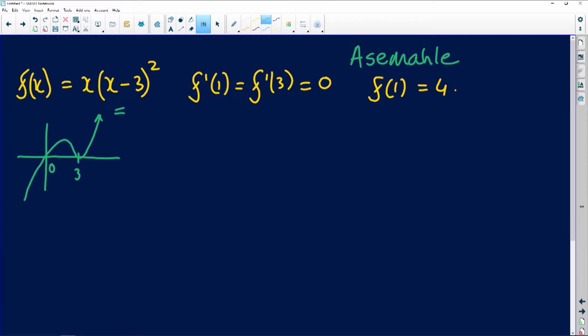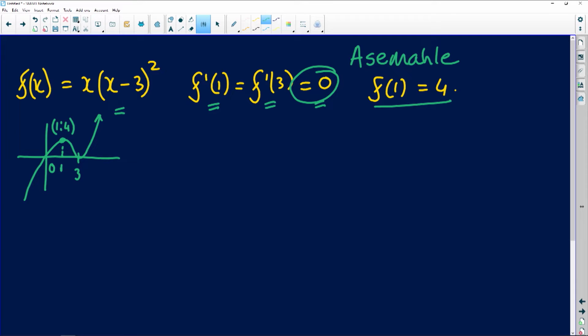Then they also said the derivative at the point 1 and the derivative at the point 3 is equal to 0. So at 1 here we have a turning point, and at 3 we have a turning point because the gradient is 0. And then they are cheeky enough to sneak that in. They say the coordinates of that point is 1 and 4.